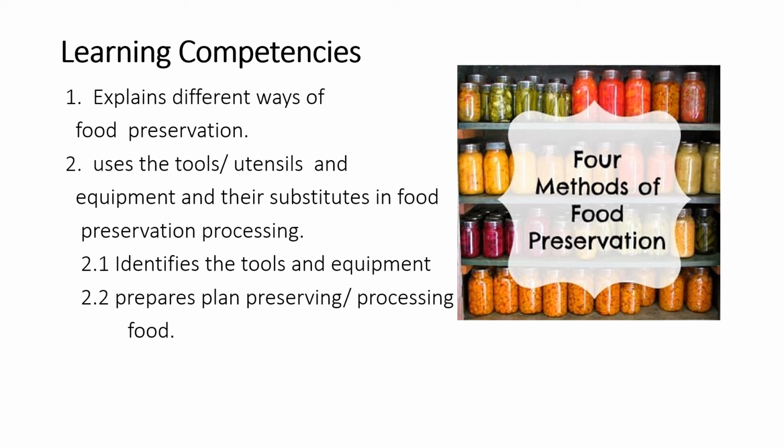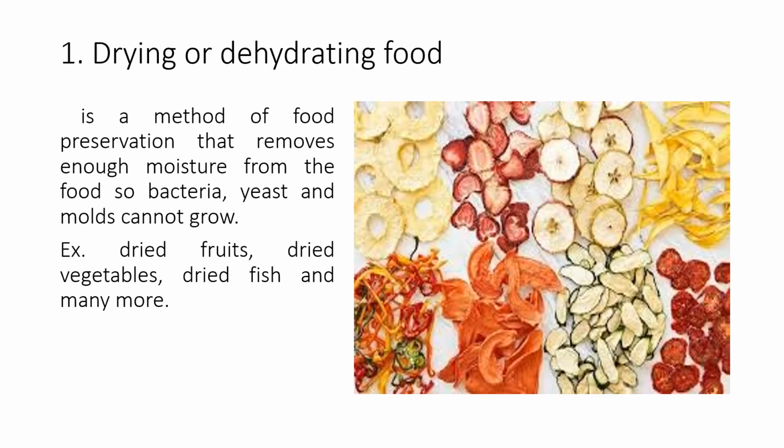The next one is the forms of preservation. First one is drying or dehydrating food. It is a method of food preservation that removes enough moisture from the food so bacteria, yeast, and molds cannot grow. Examples: dried fruits, dried vegetables, dried fish, and many more.